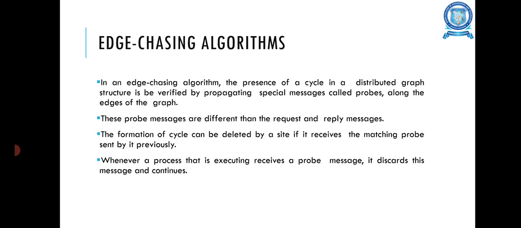The second one is the edge chasing algorithm. In an edge chasing algorithm, the presence of a cycle in a distributed graph structure is verified by propagating special messages called probes along the edges of the graph. These probe messages are different from the request and reply messages. The formation of a cycle can be detected by the site if it receives the matching probe sent by it previously. Whenever a process that is executing receives a probe message, it discards this message and continues.